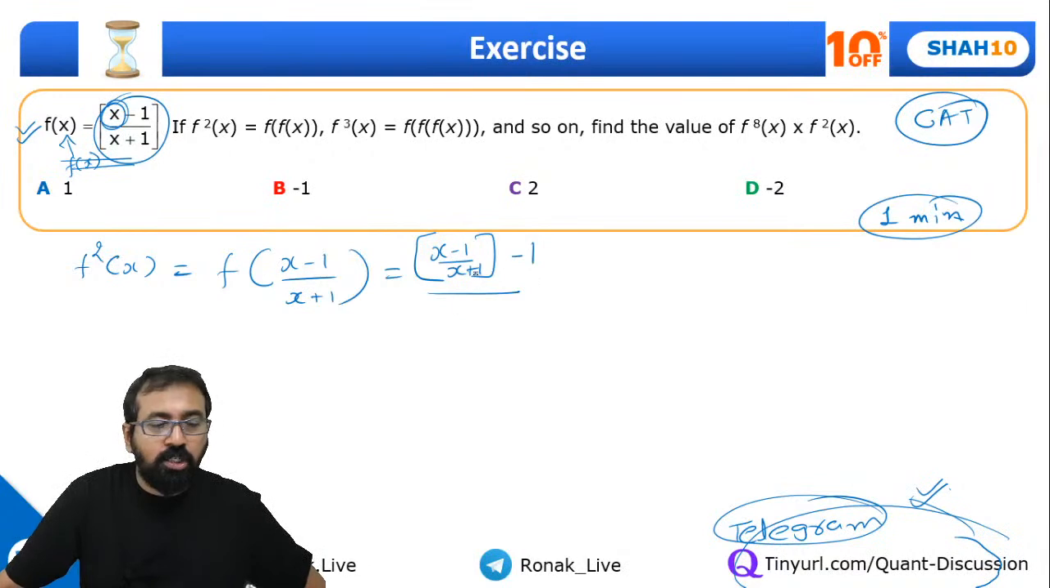No, Robin, that's not correct. It's not 1 upon x minus 1 upon x plus 1. And here it's plus 1.